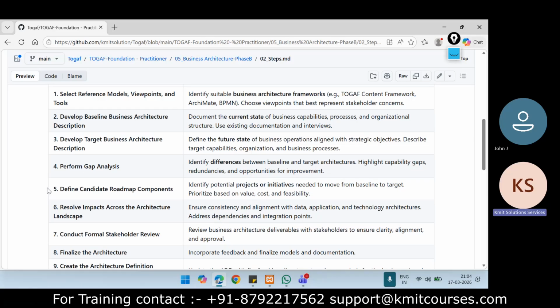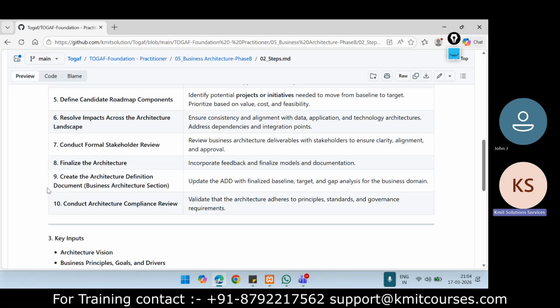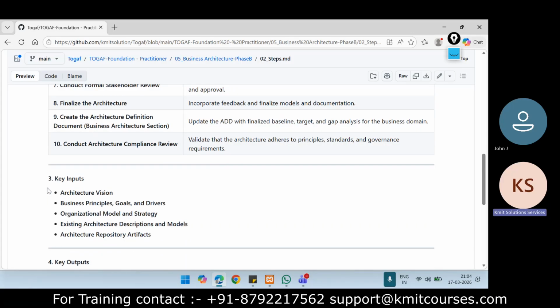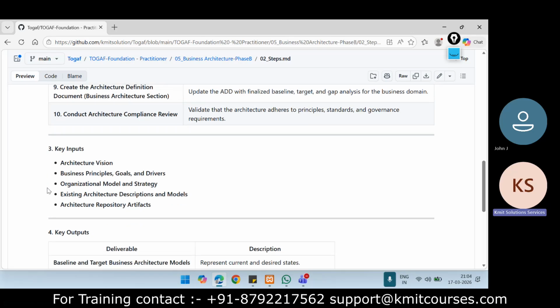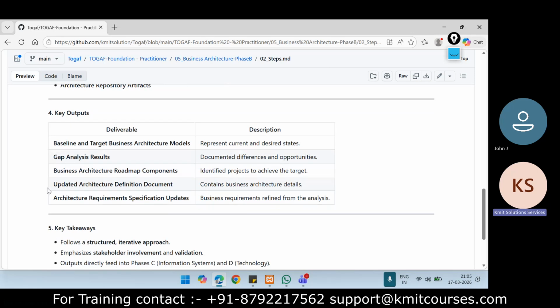We need to finalize the architecture and update the architecture definition document from the business architecture point of view. So these are some key inputs which we have discussed. We get that information from the architecture vision, business principles, goals and drivers, organizational model and strategies, existing architecture descriptions and models, and architecture repository artifacts. Right? So these are the outputs which we are expecting from this business architecture phase.